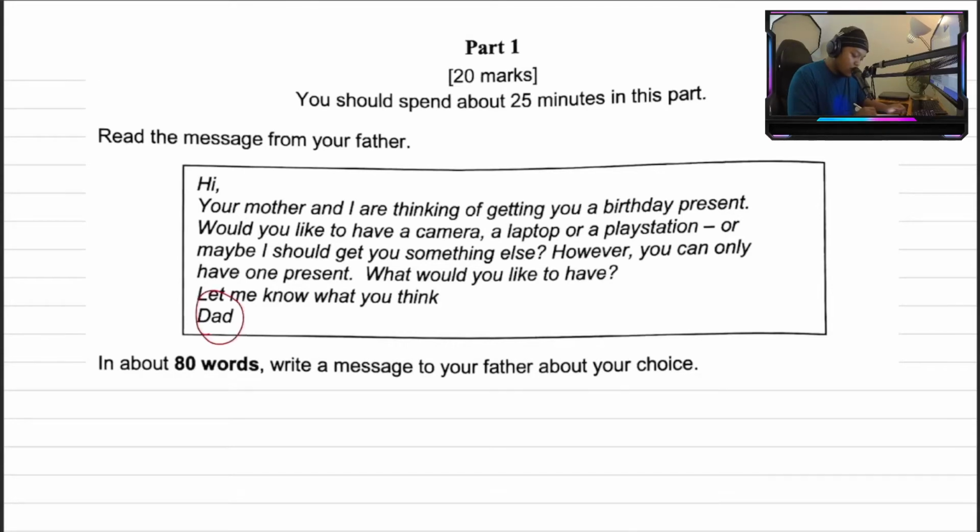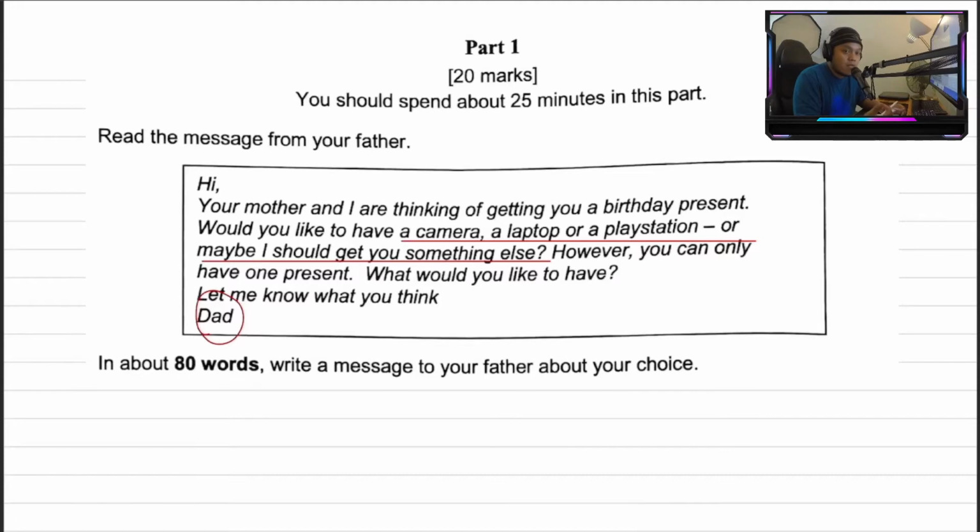You need to choose between a camera, a laptop, or a PlayStation, or maybe I should get you something else. So you can choose either a camera, a laptop, or a PlayStation, or you can choose something different. But my suggestion is for you to select anything that you think is easy for you to explain. It doesn't matter if you like a camera or a laptop or PlayStation. The most important thing is for you to know what you are going to write about.